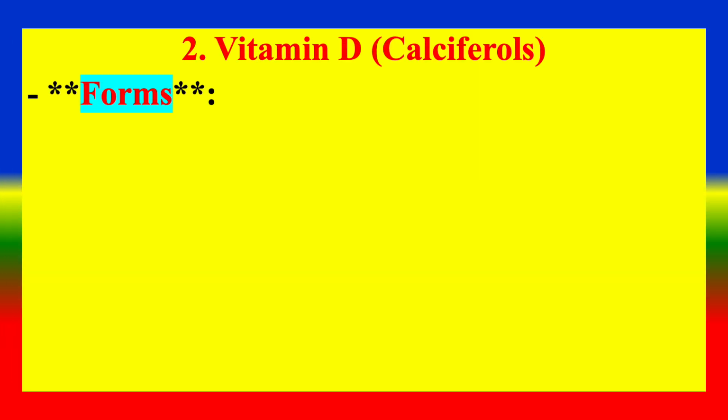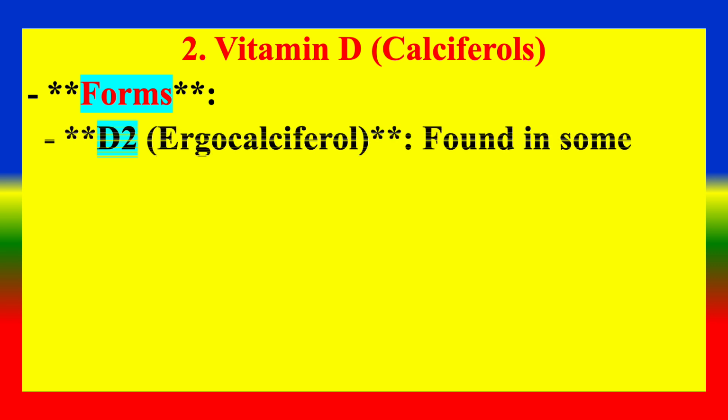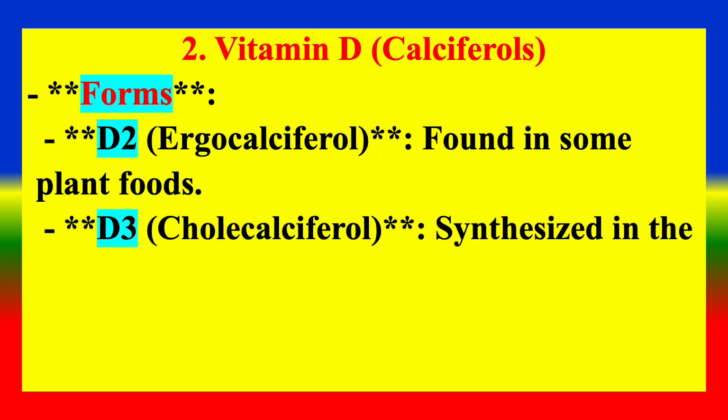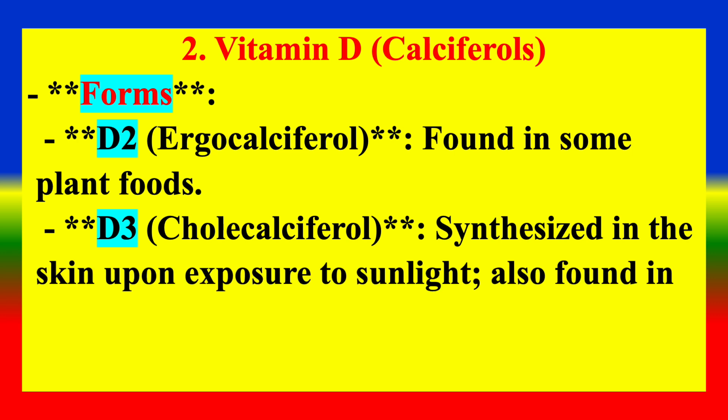Two, vitamin D, calciferols. Forms: D2, ergocalciferol, found in some plant foods, and D3, cholecalciferol, synthesized in the skin upon exposure to sunlight, also found in animal products.